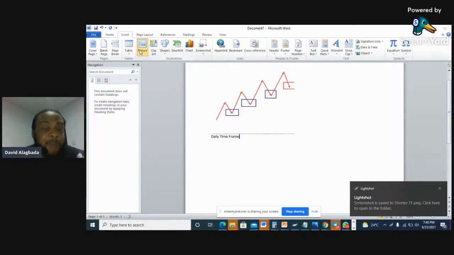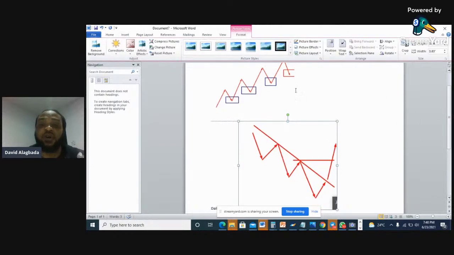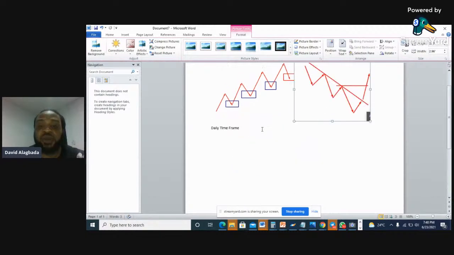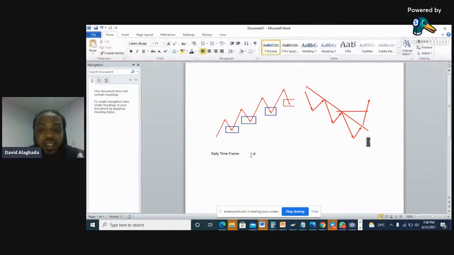So basically, you will be looking at more than just one view. The higher view is what informs your initial bias. Your main bias about what you really want to do should be formed from the higher view. As I explained here, this is your daily time frame. So let's say this now gets to be your hourly time frame.